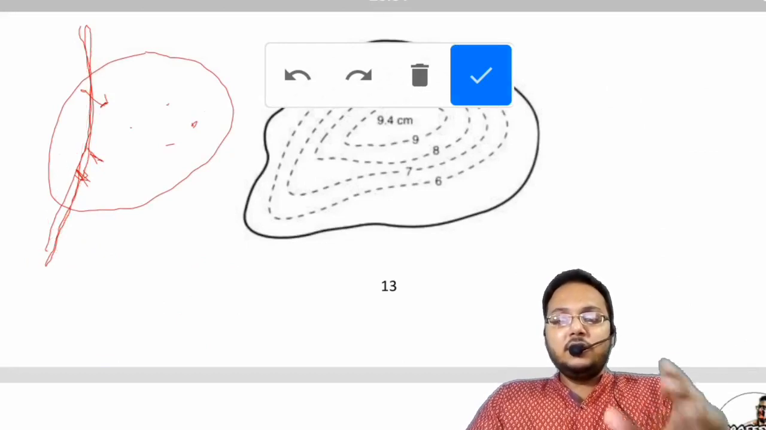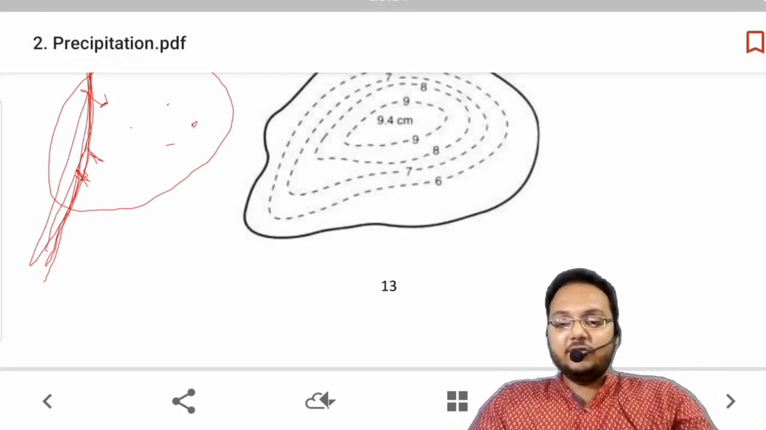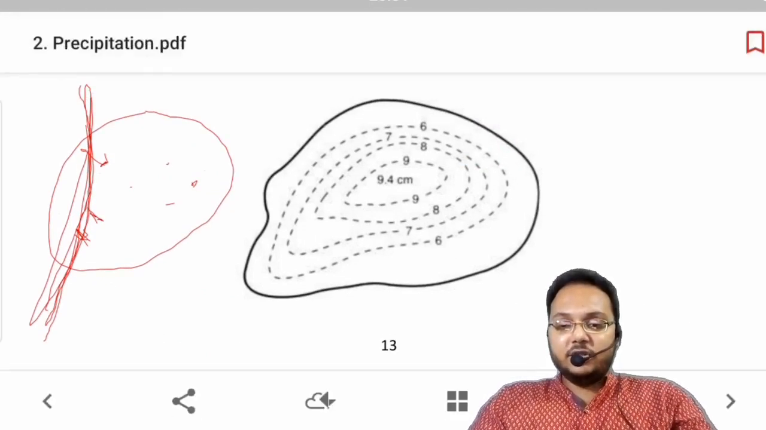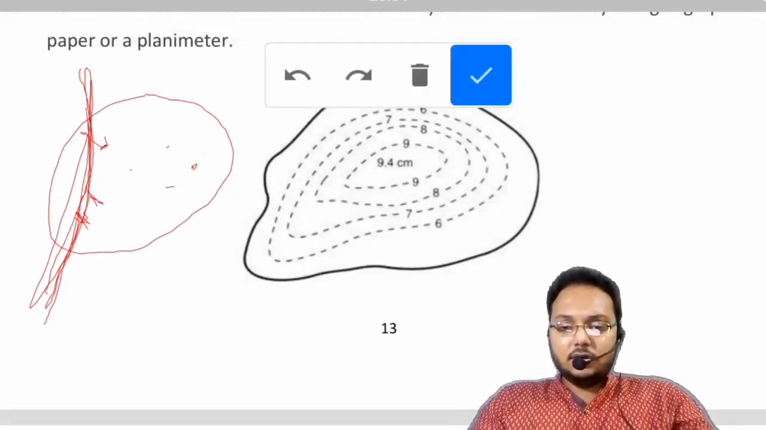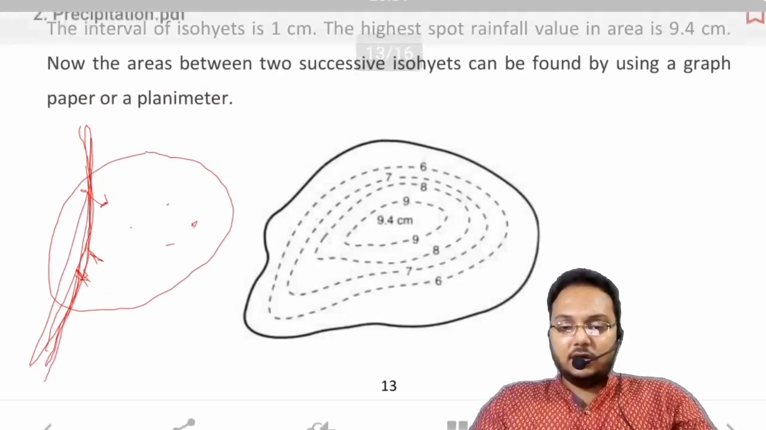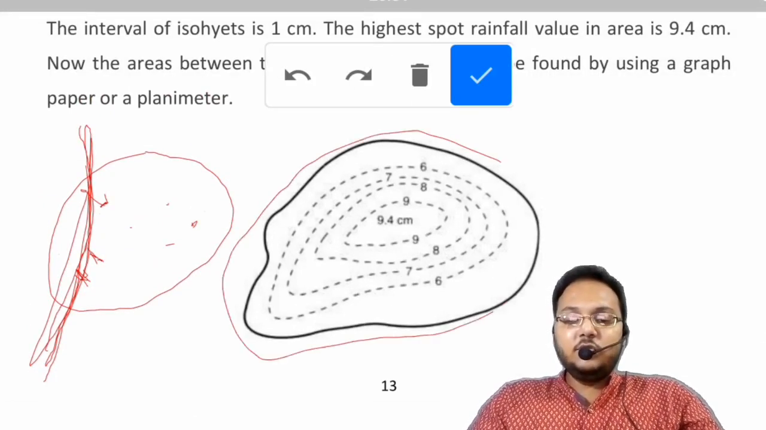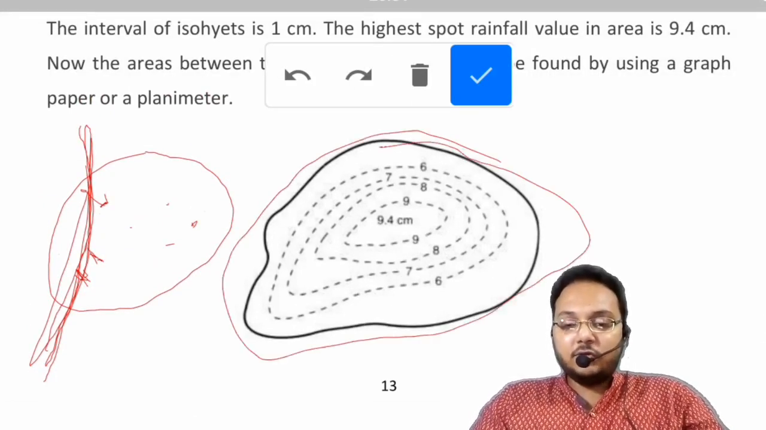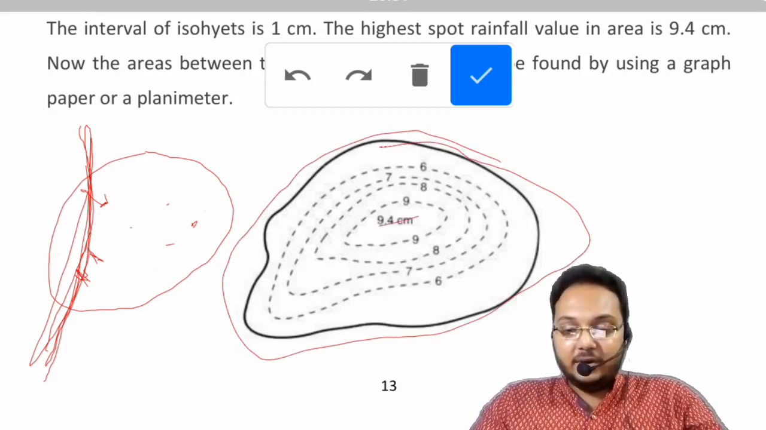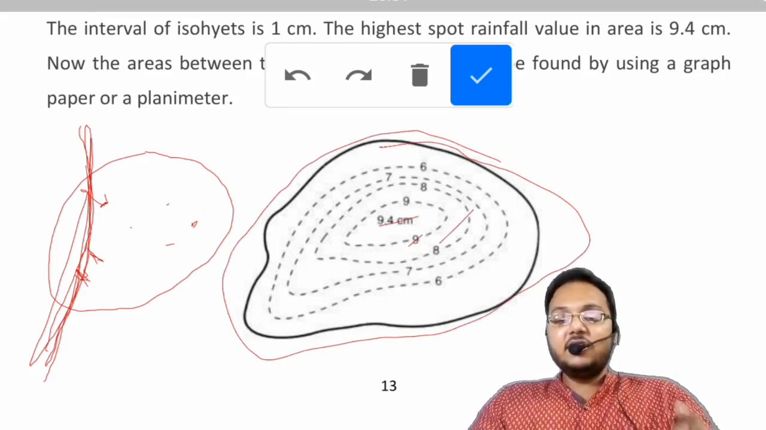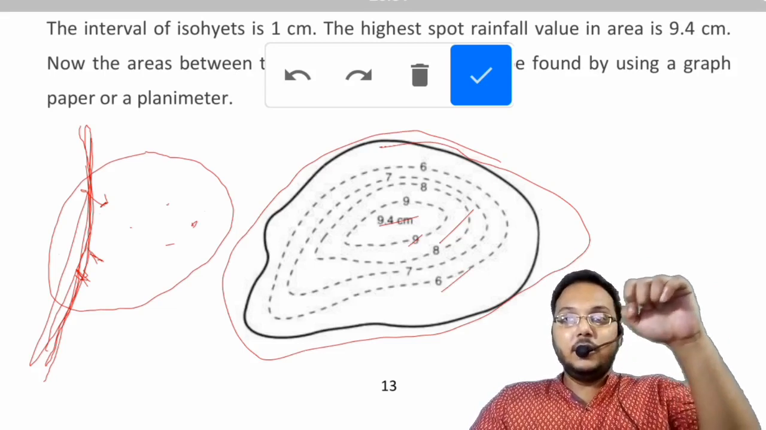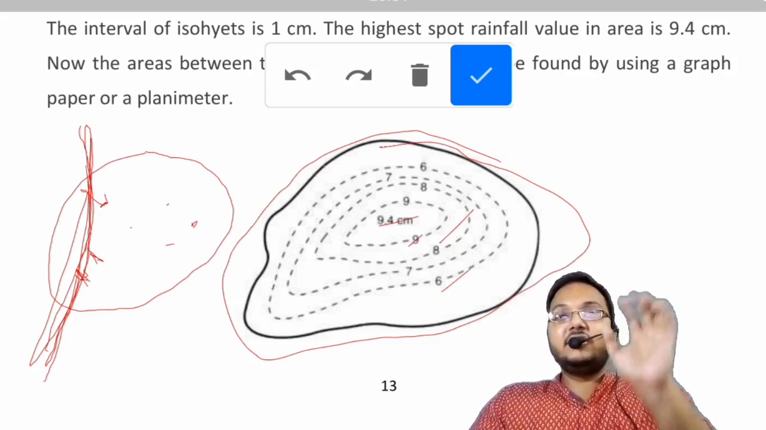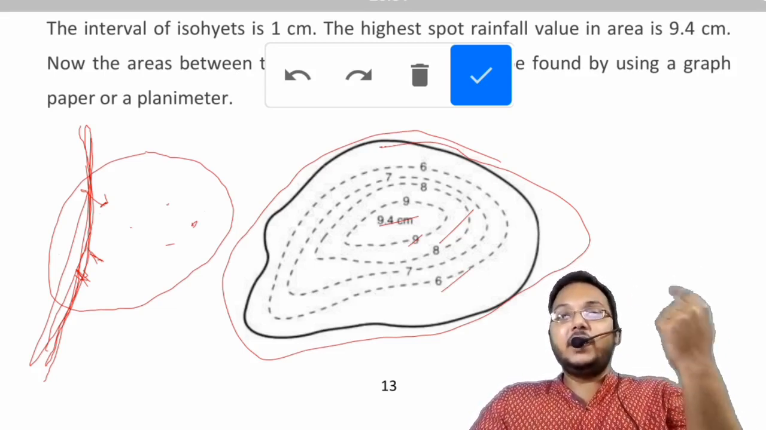So these are just like the contours, as you can see in the second diagram, which is over here. Yeah, this one. So this one shows the isohyets which we are having over here. This one is for 9.4 centimeter, 9 centimeter, 8, 7, 6. So these 9, 8, 7, 6, 9.4 are the depths of rainfall at those particular places. So those particular places have equal depth of rainfall, so we are making one line.